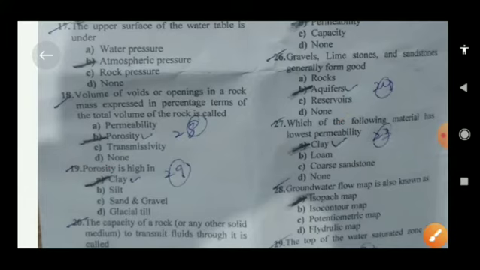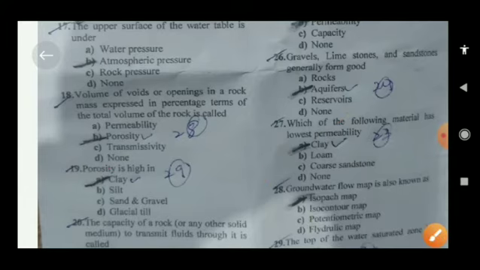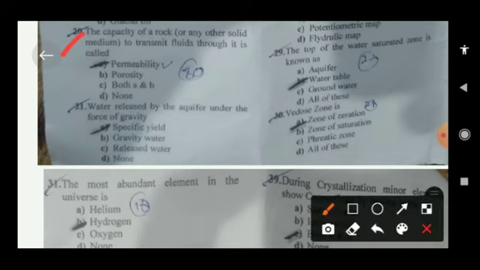Next question: Groundwater flow map is also known as... The right option is isopatch map. Next question: The capacity of a rock or any other solid medium to transmit fluids through it is called... The right option is permeability. Next question: The top of the water saturated zone is known as... The right option is water table.